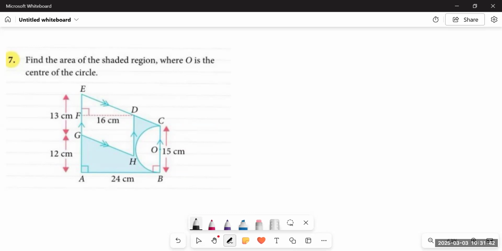This is Think New Syllabus Mathematics, Book 1. Today we are going to do exercise 12C, area and perimeter of plane figures, in which we are going to do question number 7. So watch the video till the end.